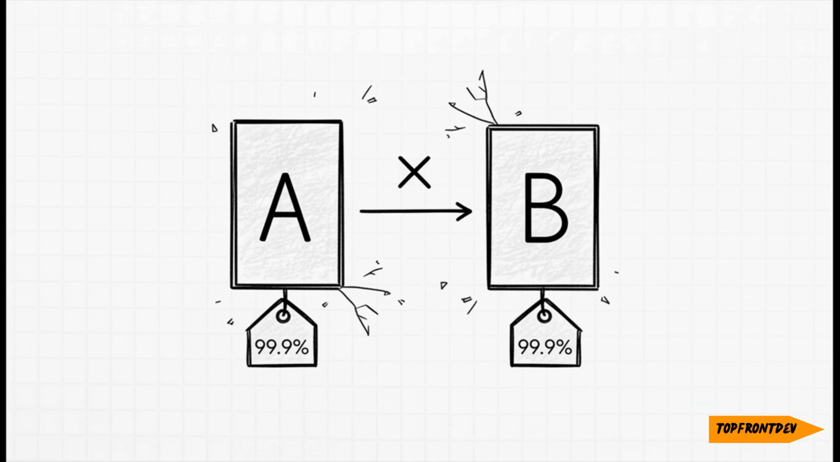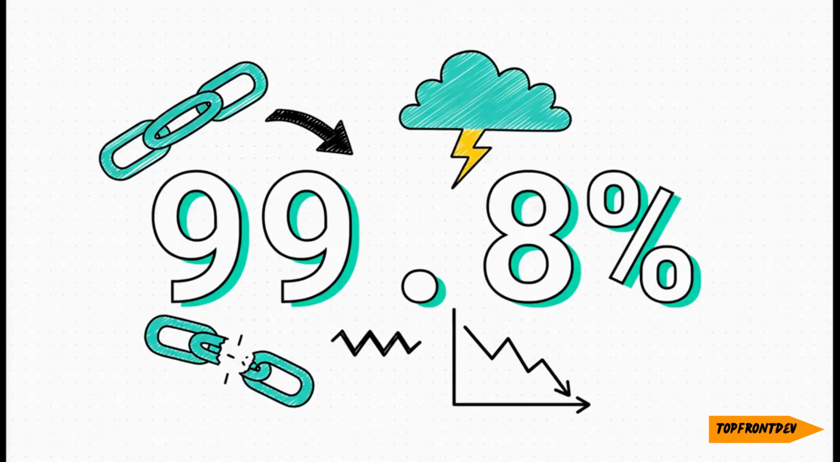Now, if a request has to go through A and then through B to work, they're in sequence. To get the total availability, you multiply them. So what do you think you get? Your total availability actually goes down. It drops to 99.8%, which is basically 2 nines. This is a huge deal. Just by chaining your services together, you've made your entire system less reliable than any of its individual parts.